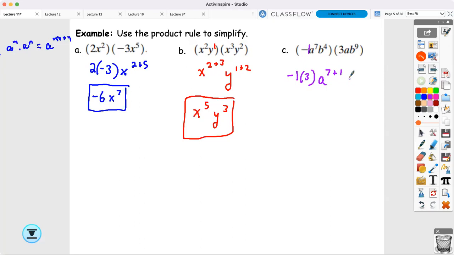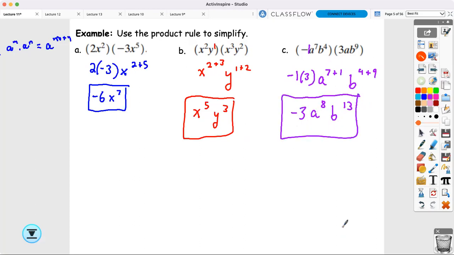1. And then for the B's, what exponents for my B am I gonna add? 7, and I'm sorry, 4 and 9. Excellent, 4 and 9. And now we simplify. -1 times 3 is -3, so we're multiplying these two. And then 7 plus 1 is 8. And then B, 4 plus 9 is 13. Now, look at it again, can we do any other rules? No, we cannot. So we are done.